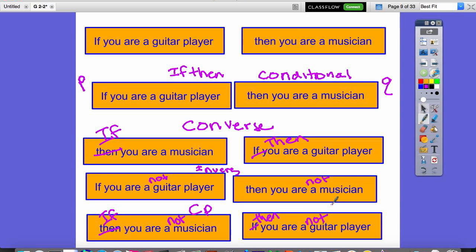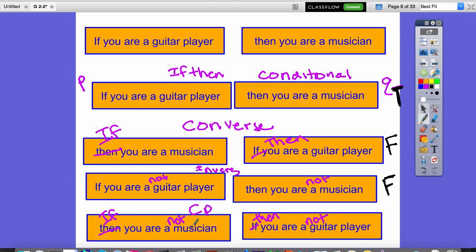Okay, and let's look at whether these statements are true statements or not. If you are a guitar player, then you are a musician. That's true. If you are a musician, then you are a guitar player. Well, that's false, because if you're a musician, you could be a flute player, you could be an oboist, you could be lots of other things besides a guitar player. If you are not a guitar player, then you are not a musician. That's also false. You could not play the guitar, you could play, again, the flute or the oboe or something like that and still be a musician.